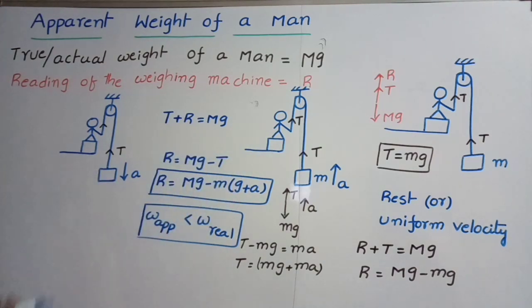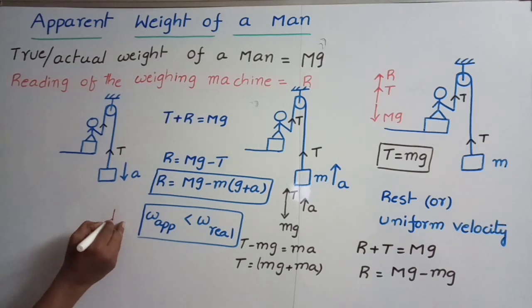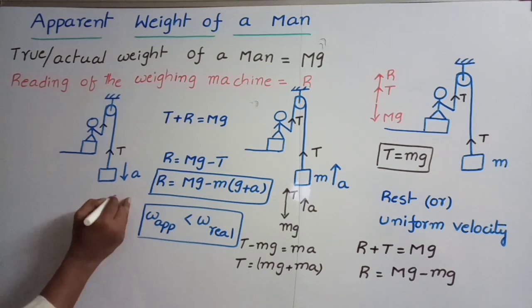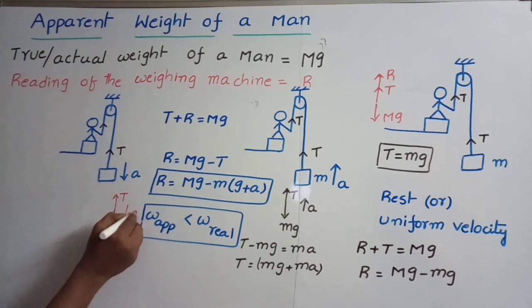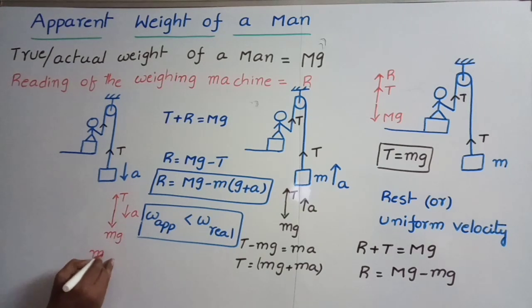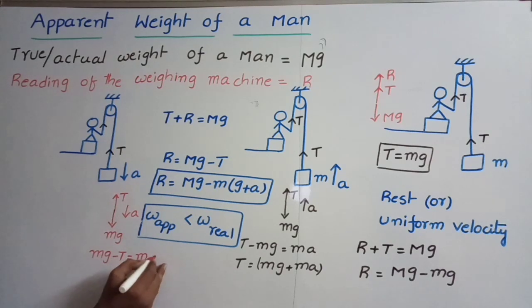Here, the bucket is going in the downward direction with an acceleration a. In this case, the net force acting is now in the downward direction. So the weight of the block is acting downward, mg. Tension is acting in the upward direction, but the block is going downward with an acceleration a. In this case, mg minus tension T is equal to ma. In this case, tension T is equal to mg minus ma.